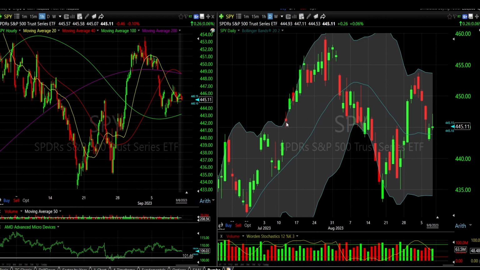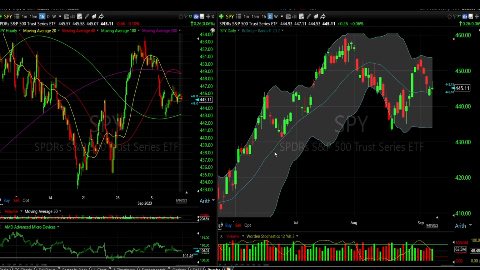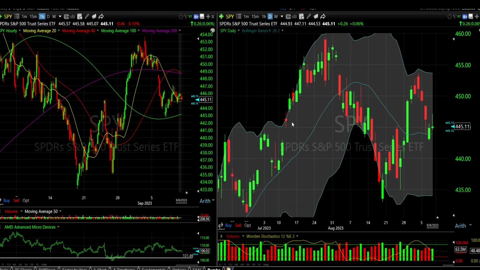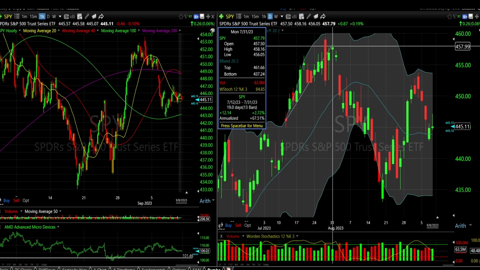For example, in SPY here, it broke upwards. As you can see, it was pretty much lateral. And then, as you can see, it broke upwards. You see this candlestick? It broke upwards. And then it went from $445 to $457. 12-point profit.